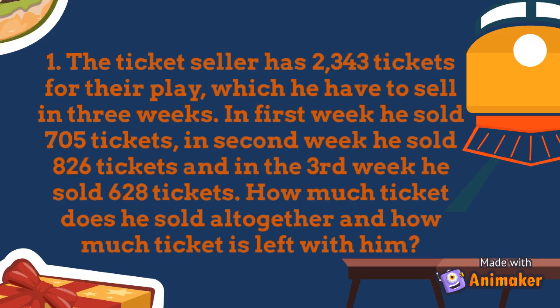Let us see our problem sums. The first example is, the ticket seller has 2,300,243 tickets for their play, which he has to sell in 3 weeks. In the first week, he sold 705 tickets. In the second week, he sold 826 tickets. And in the third week, he sold 628 tickets. How many tickets did he sell altogether, and how many tickets are left with him?